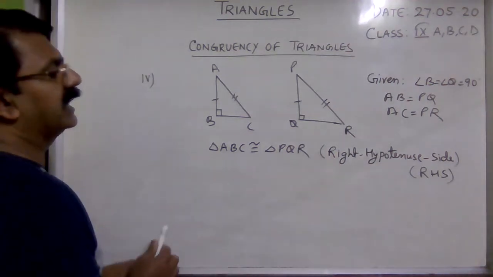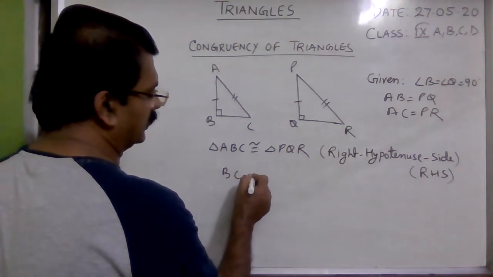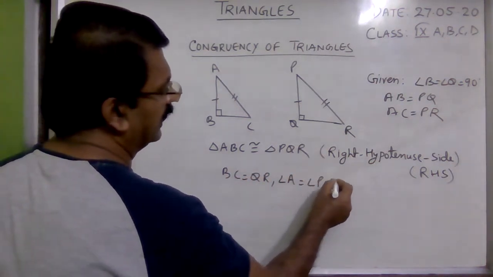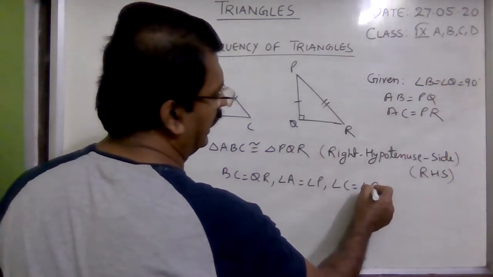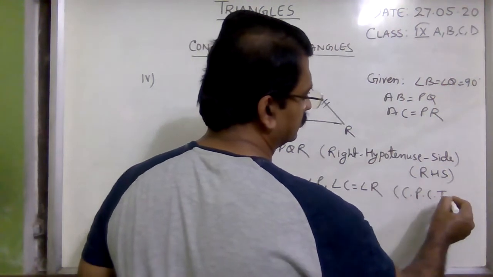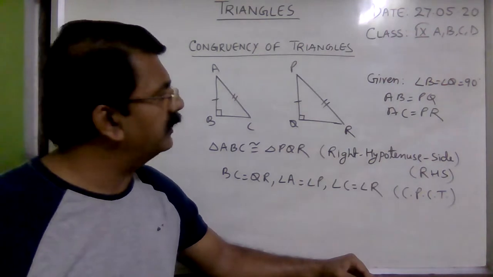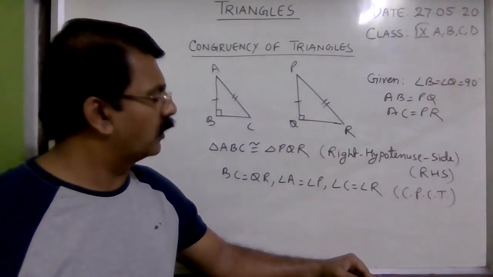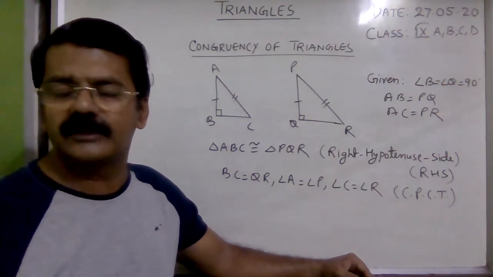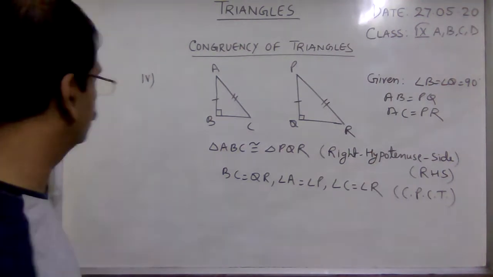And once it is proved that they are congruent, we can say that BC is equal to QR, angle A is equal to angle P, and angle C is equal to angle R by CPCT. Okay, these are the four criteria for congruency of triangles, and now we will use these criteria to solve the questions based on congruency of triangles.